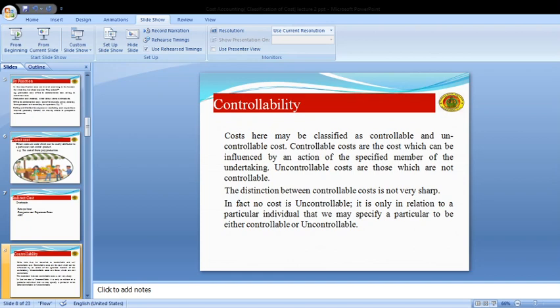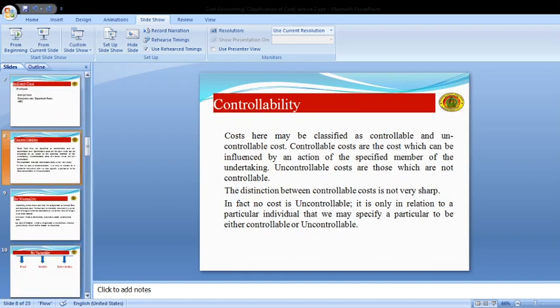Now this particular classification is not very static. It will change as per level of activity, like, say, a supervisor of a particular unit may have certain decisions within his or her power, a factory manager may have more decisions, and a general manager has more authority to take more decisions. So, for each level of management, the controllable cost changes.